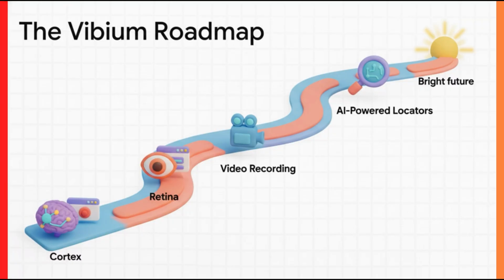And this project is alive and kicking. The official roadmap is absolutely packed with exciting features. I mean, imagine Cortex, a memory layer that helps the agent understand context across different pages, or Retina, a browser extension that lets you just record your actions and it writes the entire automation script for you. Yeah, the future here is incredibly bright.